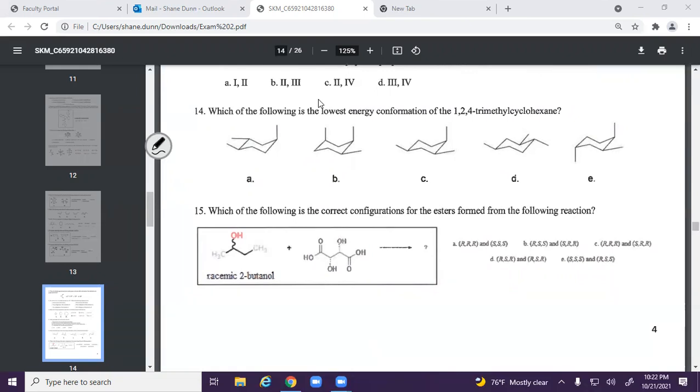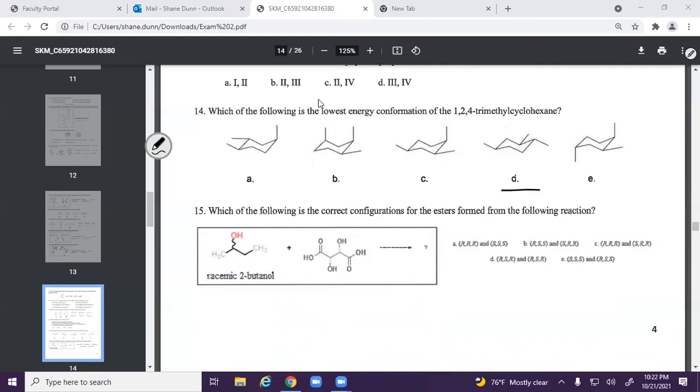Okay. So chair conformation. The best one would be in what? All equatorial, right? Which would be D. D is all equatorial. So D's the right answer.